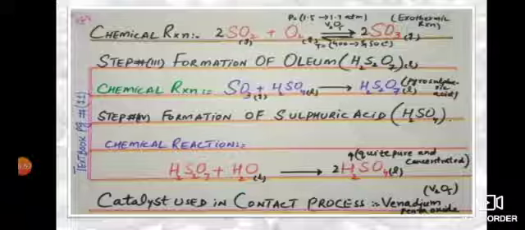Girls, pyrosulfuric acid is also called concentrated sulfuric acid because it is obtained by the reaction of sulfur trioxide and sulfuric acid which is present in the reaction mixture.